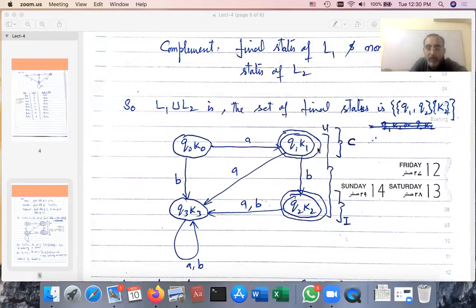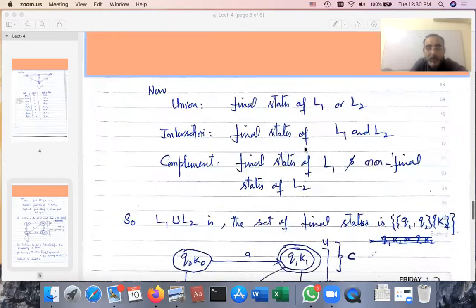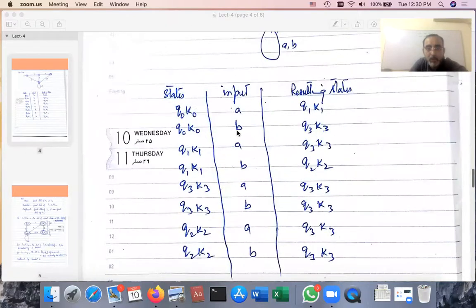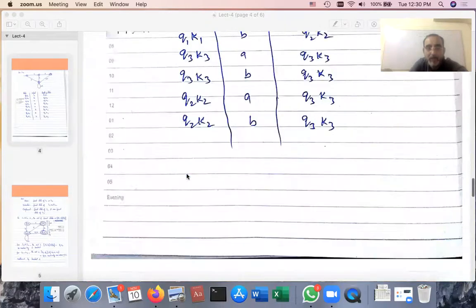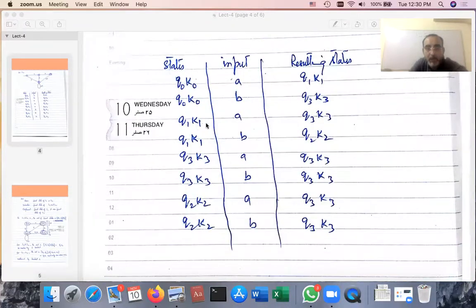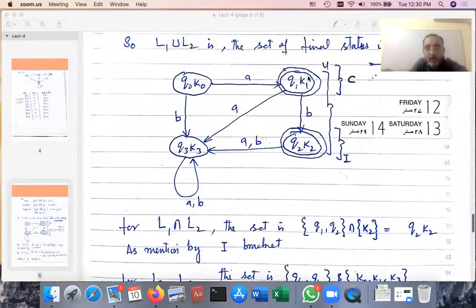This double circle is mentioned as a final state, but leave it at the moment. So this is Q1, K1. And then Q0, K0 after applying B, I will reach Q3, K3. This is something you have to draw by looking over that transition table. And then Q1, K1, after having A, I will reach Q3, K3. So this is the edge that you have to draw.